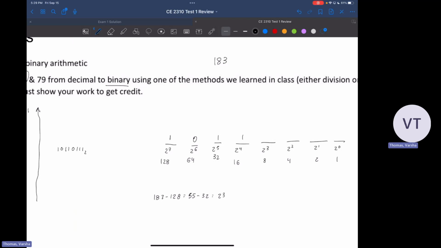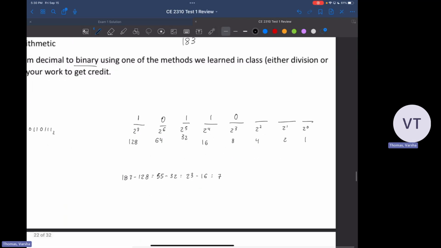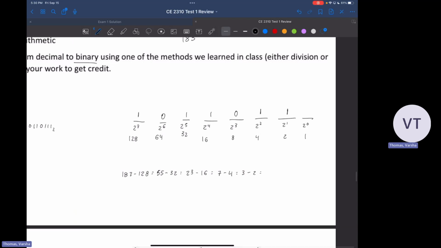16 can fit in 23, so then we subtract 16. We get 7. 8 cannot fit in 7. You cannot have an 8-bit. 4 can fit. Minus 4 is 3. Oops, I should have put a 1 there. And then 2 can fit, so we can have a 2-bit. We get a 1, and then we gotta finish off with that 1 so that we get to 0.